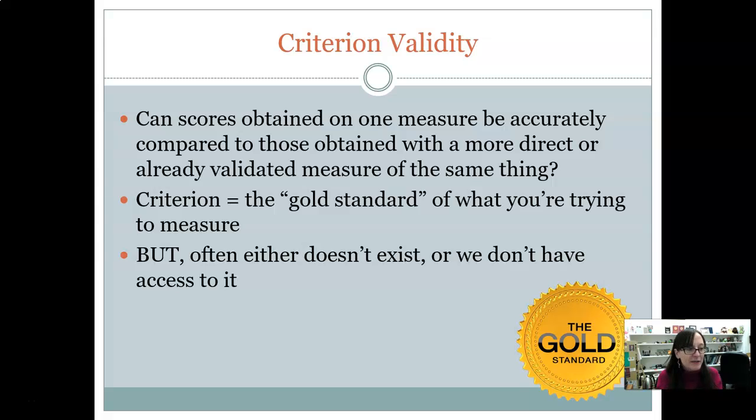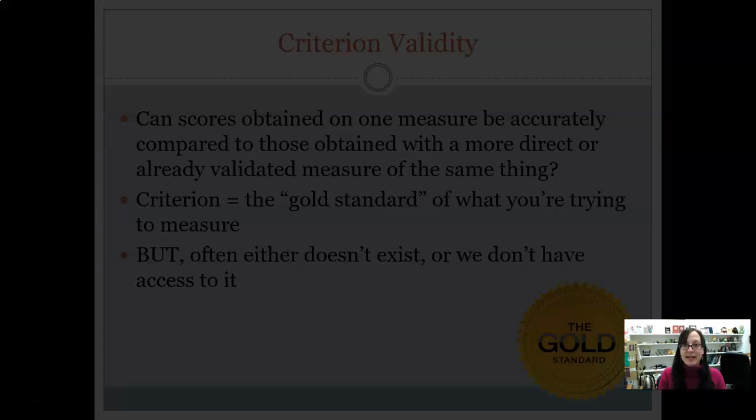But there isn't always a nice criterion like that. Like, what is the criterion for social disorganization? There really isn't one thing that says, yeah, there's social disorganization in this neighborhood, or no, there isn't. You have to kind of validate each measure on its own. So if you have a gold standard to compare it to, this is a great way to validate your measure.